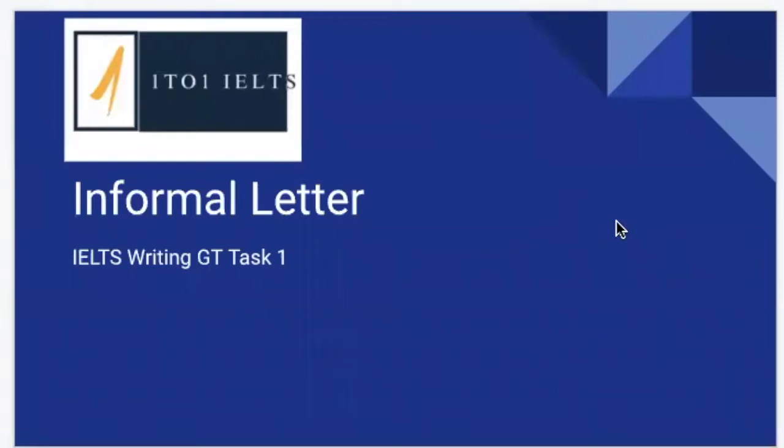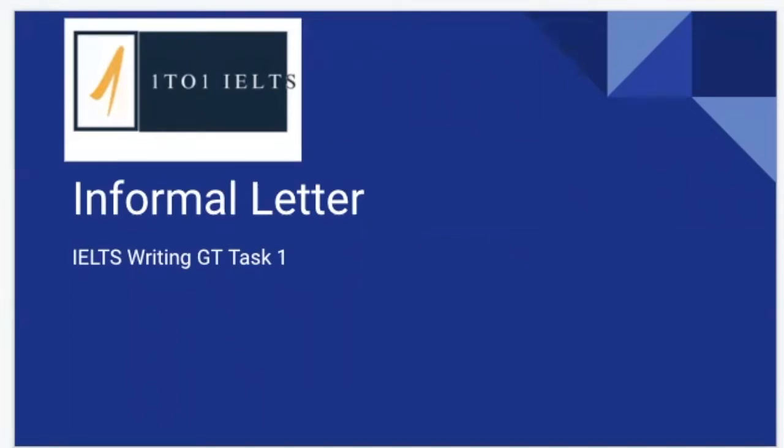We're going to be looking at general training task 1 letter, and we'll be looking at an informal letter today. Basically, we're running this class. I've got a number of my students here, and we're going to walk through all the different steps that we need to complete this task 1 letter. And then we'll be having a look at their ideas, their sentences, and correcting any key mistakes as we go along.